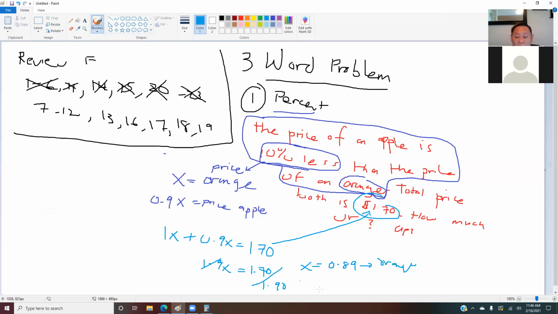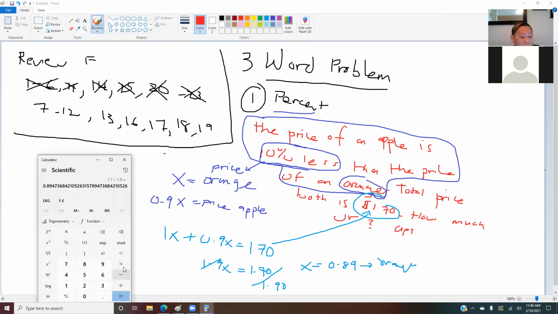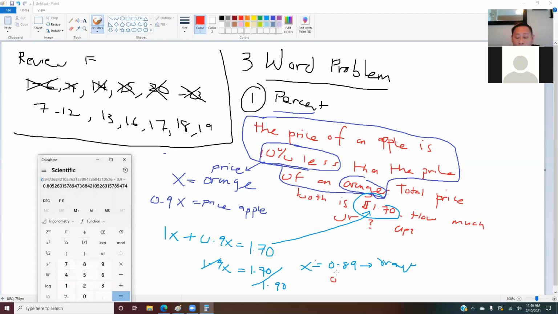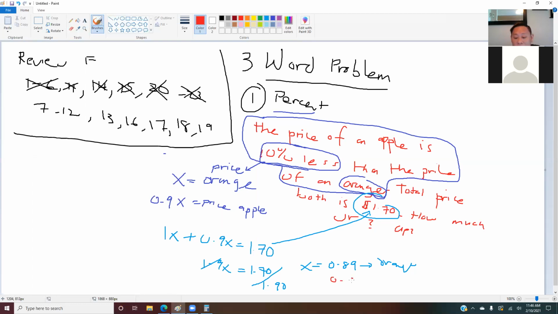And then in order for us to find the price of the apple, you just need to multiply it by 0.9. So you take this times 0.9. So how much? 0.81. So 81 cents is the price of an apple. And if you want to check your answer, you add these two up, you should get $1.70. You okay there? Yep.